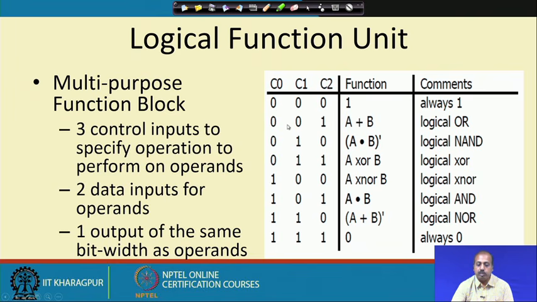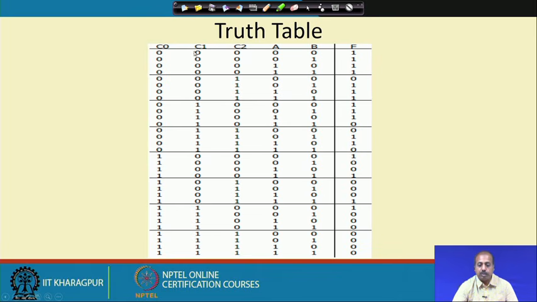If C 0, C 1, C 2 is 0 0 1, then it will compute A plus B. So, it is a logical OR of A and B. So, 0 1 0 is logical NAND, 0 1 1 is logical XOR. So, like that we have got different functions to be implemented if the C 0, C 1, C 2 have some specific value. Now, this is the truth table.